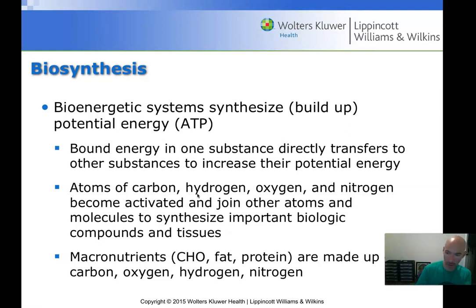Not protons, those are the positives. We have electrons, those are the negatively charged molecules. When we break those bonds apart, and this is what our energy systems do, those electrons are released, okay? And those electrons allow us to synthesize or build up ATP, okay? So the potential energy found in carbohydrate, protein, and fat is ultimately found in those electrons, okay?